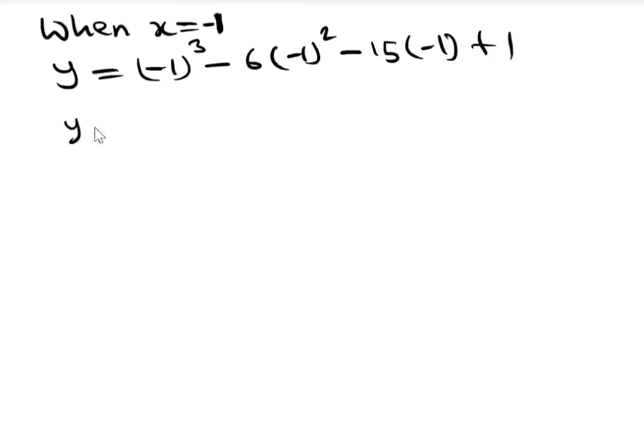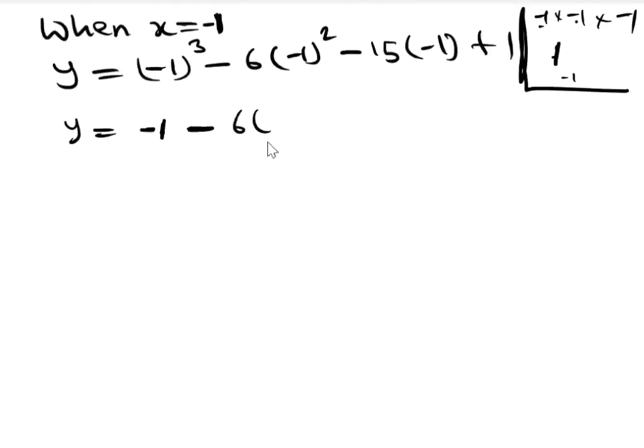And y will be equal to (minus 1) cubed, which is minus 1. Minus 1 cubed is the same thing as minus 1 multiplied by minus 1 multiplied by minus 1. Minus 1 multiplied by minus 1 is 1, and 1 multiplied by minus 1 will be minus 1. And that's why we're having minus 1 here. 6 times (minus 1) squared is 6 times 1. Then minus 15 times minus 1 plus 1.